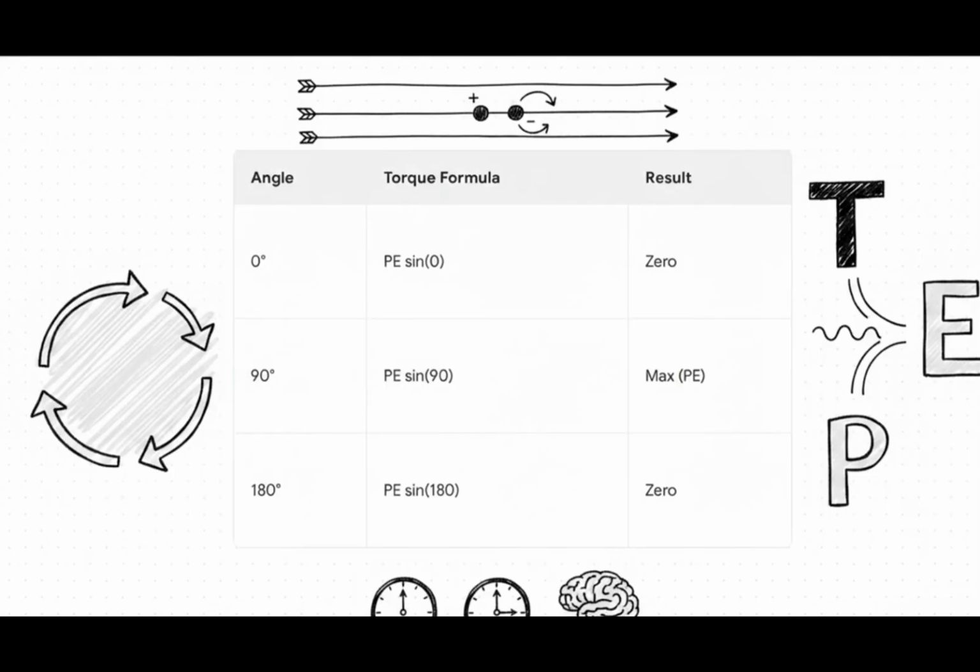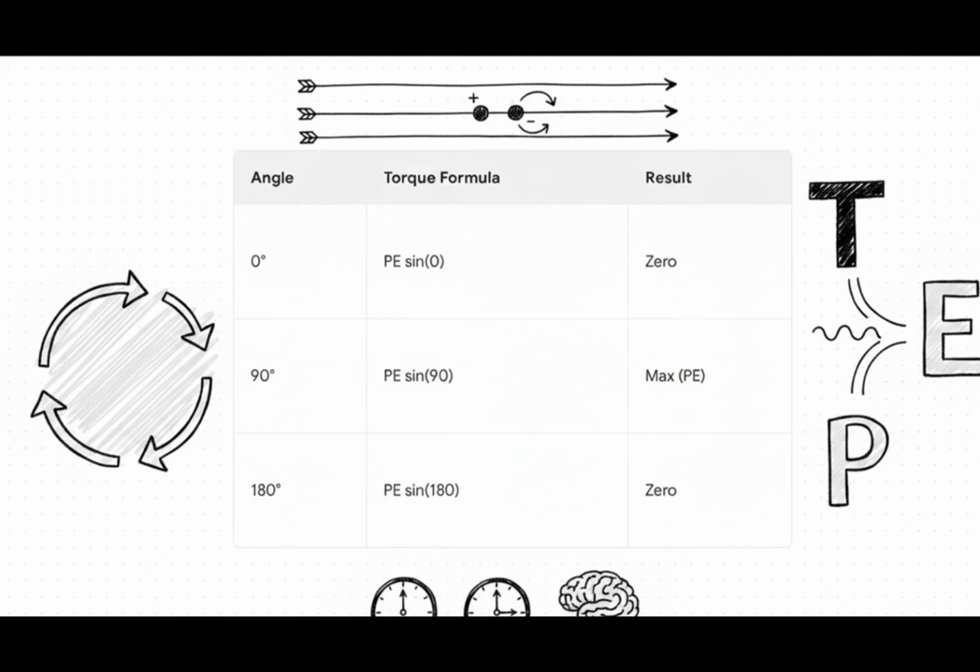And when you place a dipole in a uniform field, it experiences torque. The formula is pE sine theta. Now here is a pro test prep coach tip for you. In physics, whenever you see sine or cos in a formula, instantly train your brain to test 3 specific angles: 0, 90, and 180 degrees.